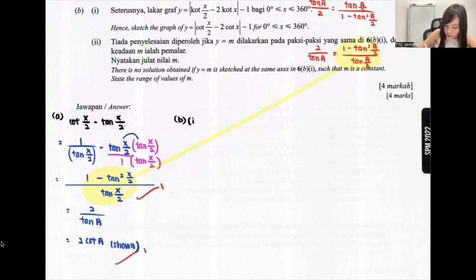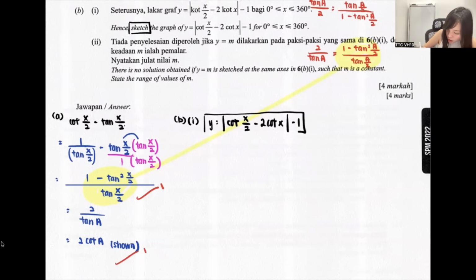Okay, let's move on. B1. B1 says hand sketch. This chapter always likes to ask sketch questions. So they ask me to sketch this equation. Let me write down the equation for you first. Okay, they ask you to sketch this equation from 0 to 360 degrees.